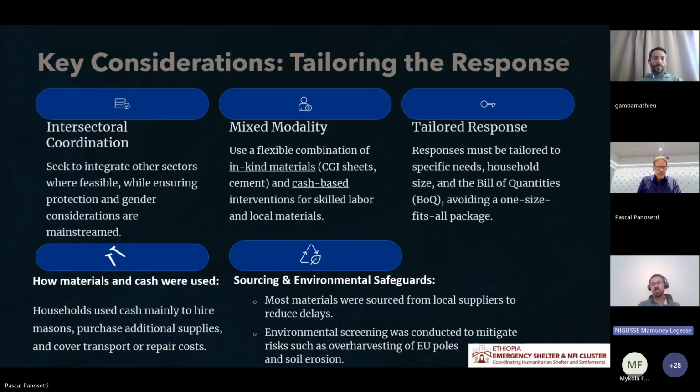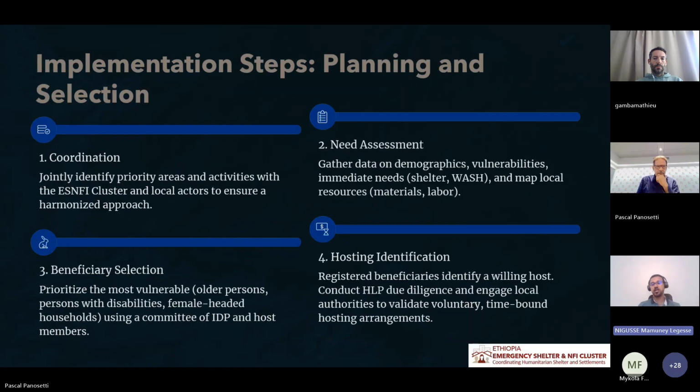Other than this, in the kit, the neighborhood approach, the modality has a standardized bill of quantity tailored to specific houses based on the needs of the houses. The response will be different from house to house, depending on the size, depending on the number of households, and depending on the need to do repair, rehabilitation, or renovation within a single household.